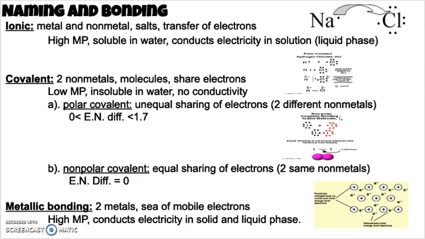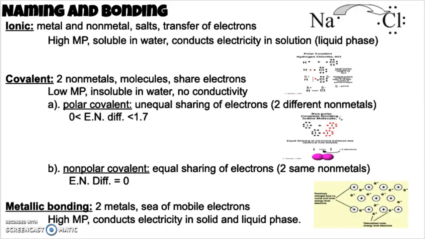Today I wanted to talk about naming and bonding. When we talk about bonding, there's really three different main types. The first is ionic. Ionic bonds exist between a metal and a nonmetal, and they're often referred to as salts. The most common salt we know is sodium chloride, NaCl.